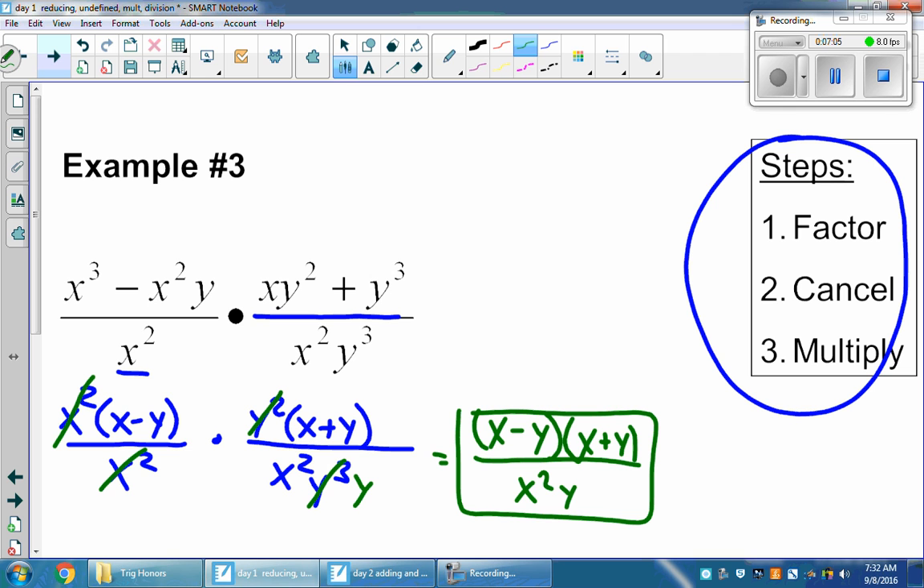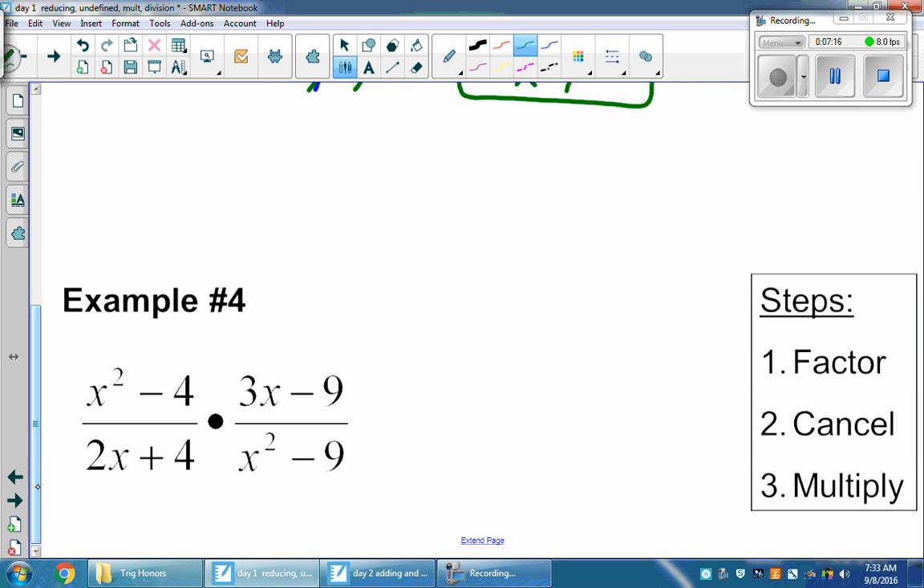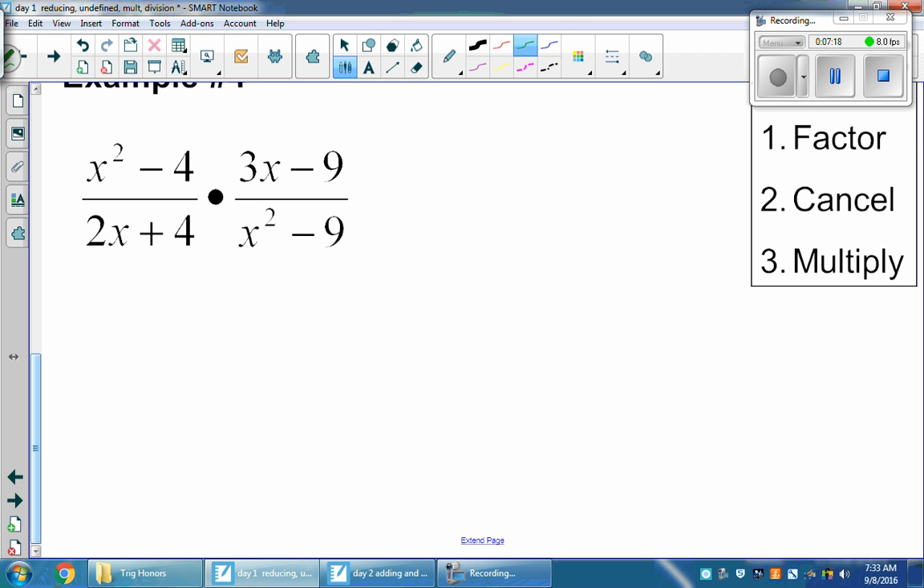Did we really multiply anything? No. It's based on can you factor. You have to know how to factor. All methods could show up in these fractions. Okay? Again, look at it.